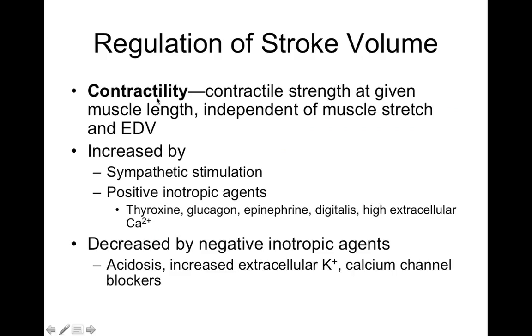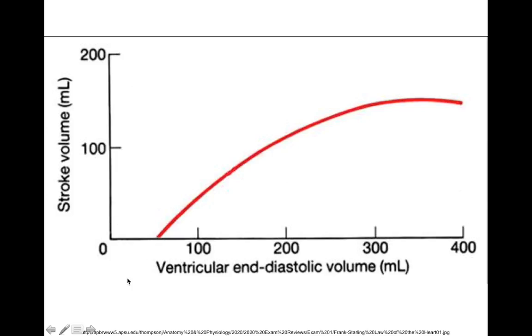Now, contractility refers to just the strength of contraction, and it correlates with EDV, right? So how do we get a stronger contractility with respect to end diastolic volume? Would you want to increase or decrease end diastolic volume to make heart muscle contract more strongly? Increase it, which is what this slide was, right? So if you increase your ventricular end diastolic volume, you increase your stroke volume. That's the relationship there, right?